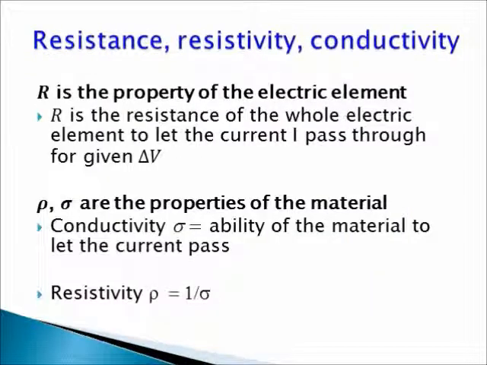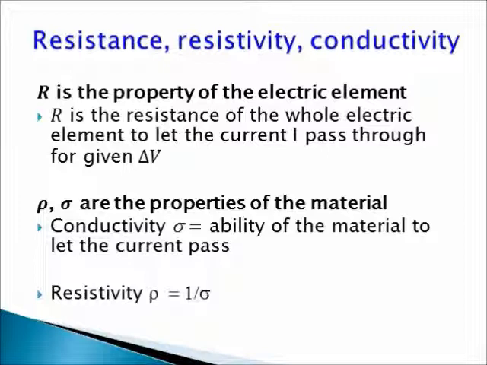To summarize, resistance, resistivity, and conductivity are properties of ohmic materials that relate the current through the material to the applied voltage. It is important to distinguish between resistance and resistivity. R, the resistance, is the property of the whole electric element. It describes the resistance to let the current I pass through this element for given delta V.